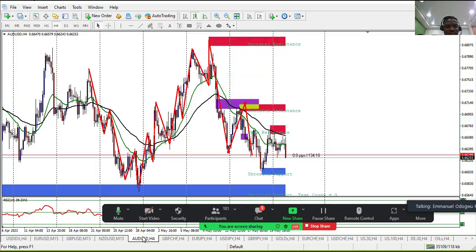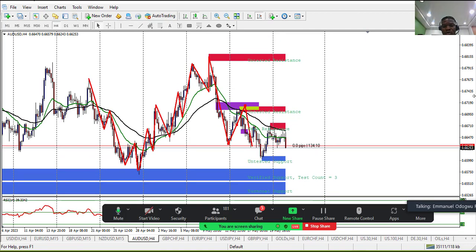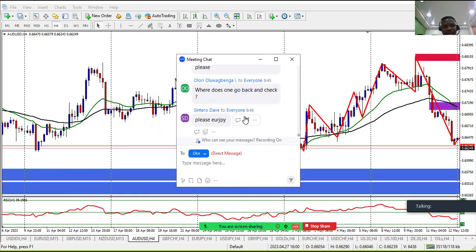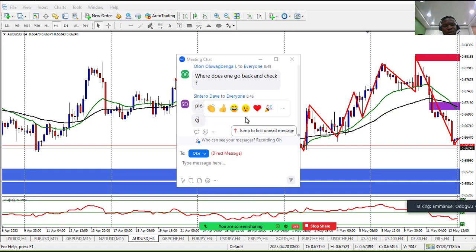So AUD will be the last one. Then we jump straight to gold, oil, US 30, US 100, and all of that. So for NZ, for AUD quickly. Okay, somebody wants Euro JPY, right?